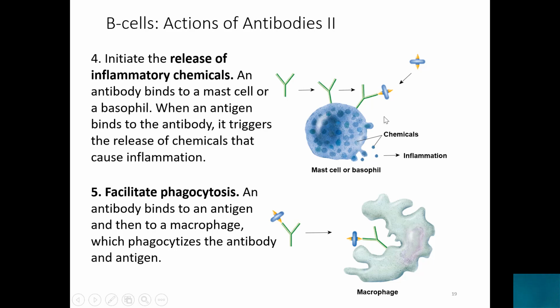So a basophil, for example, when an antibody with antigen is attached to a basophil or mast cell, it starts producing chemicals causing inflammation. That antigen-antibody complex can also promote macrophages to approach and take them inside for destruction. So those would be actions of antibodies.